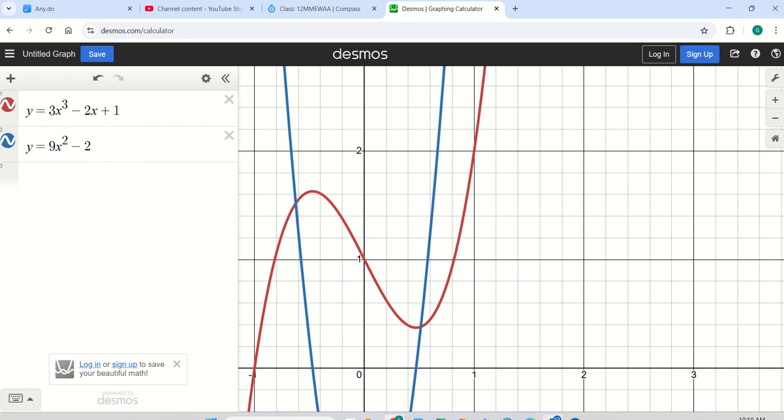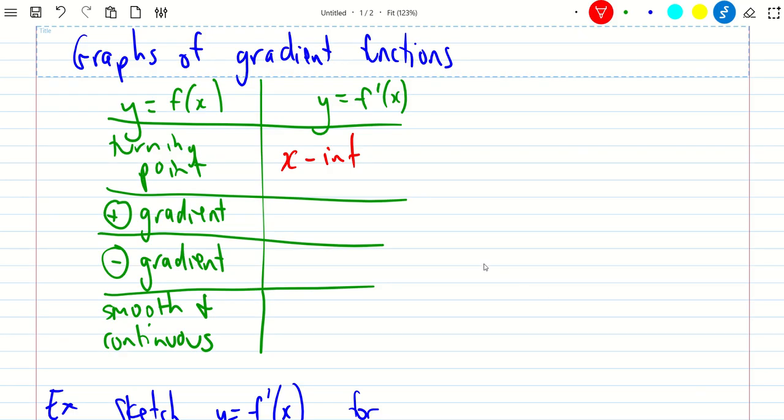So what does this tell us? Let's just go back to our little table. If the original function has a positive gradient, then the gradient function will be above the x-axis. And if it has a negative gradient, it'll be below the x-axis. And that gives us some important information when we're trying to sketch functions.